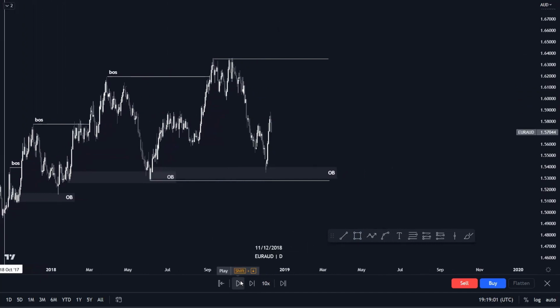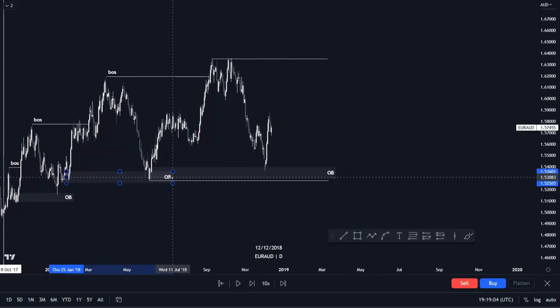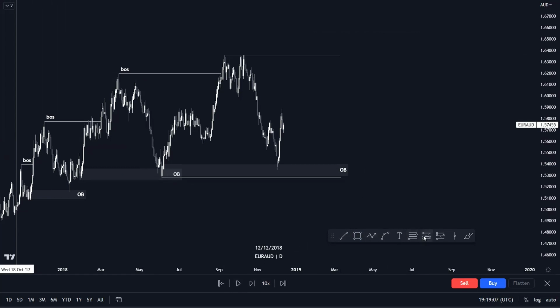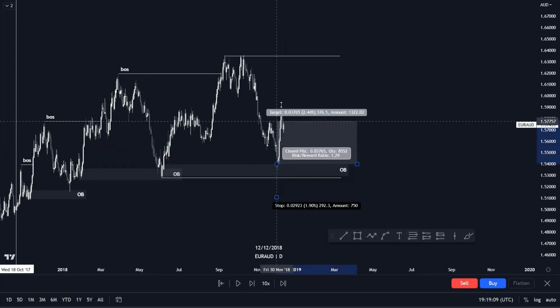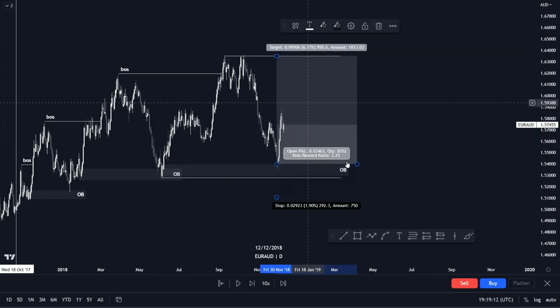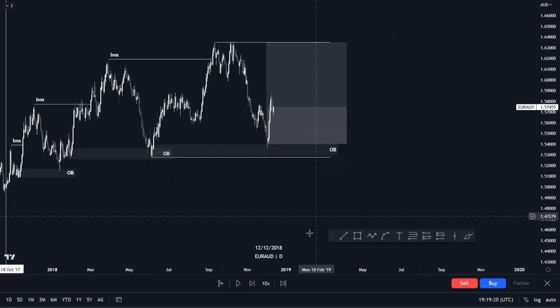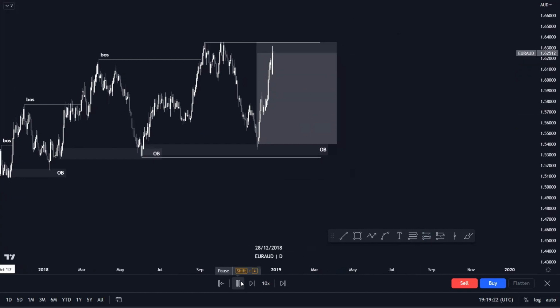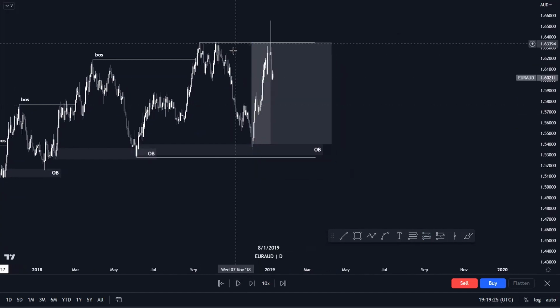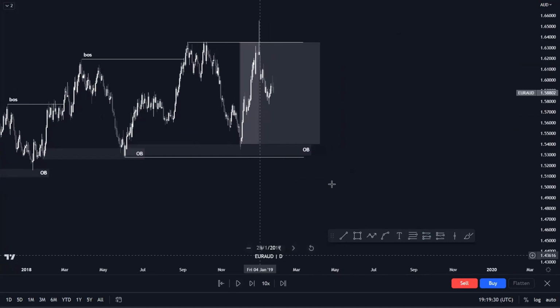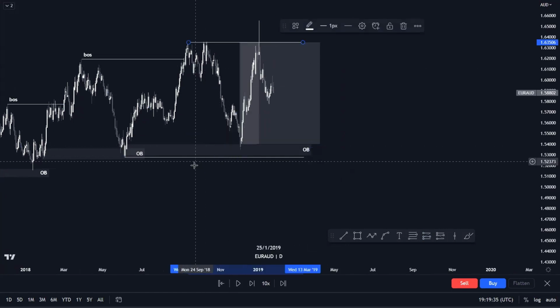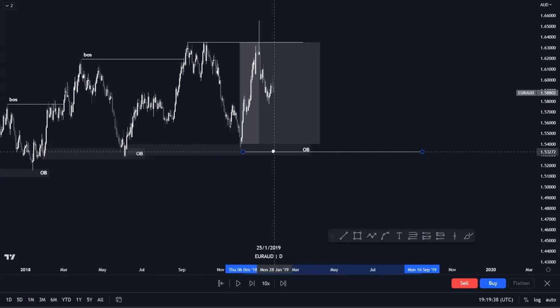As you can see, price eventually taps into our order block there. And now we're looking to take our profits at our weak high here, which is our previous higher high. So price eventually taps into our take profit there and creates a new higher high, and a new higher low here.